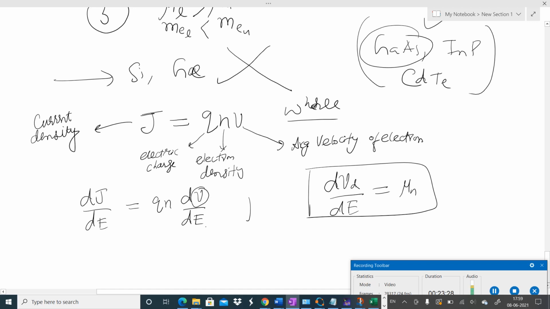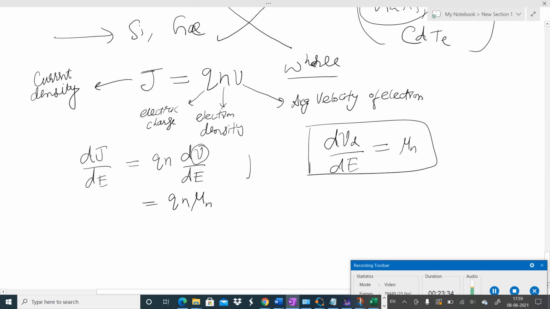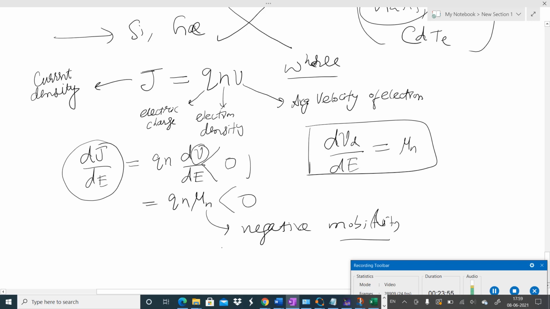Now I can write this as q mu n, and now see, mu n here denotes the negative mobility, negative mobility for gallium arsenide devices. Why? Because we know that when we are in the negative resistance domain, dv by dE is less than 0, so hence the mobility should be less than 0.